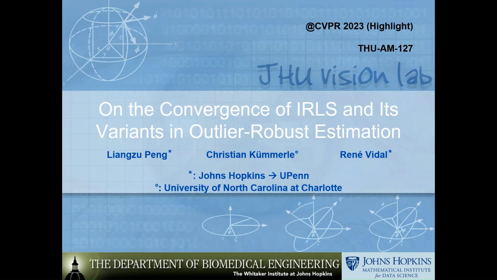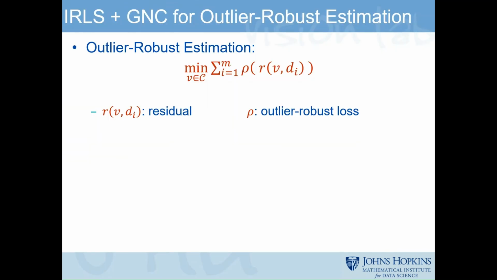Liangzu Pen. I'm very excited to talk about the convergence of the iteratively reweighted least squares algorithm for outlier-robust estimation. In this estimation problem, we are given data points d1, d2, up to dm, and we want to minimize some outlier-robust loss rho composed with some residual function r in variable v subject to constraint c.